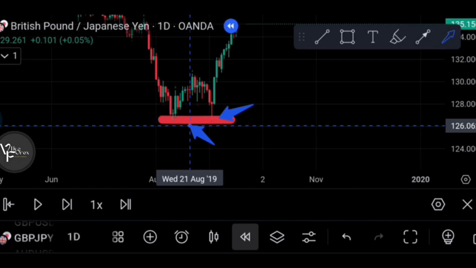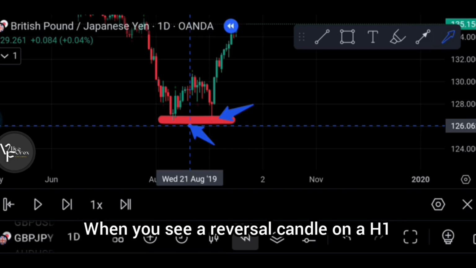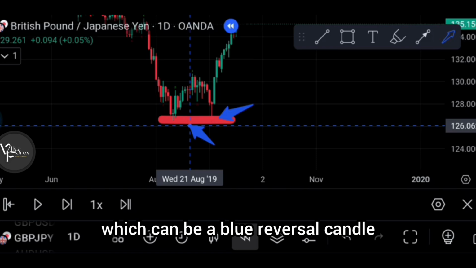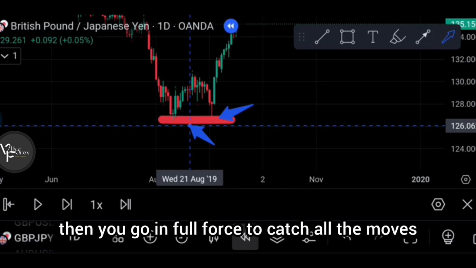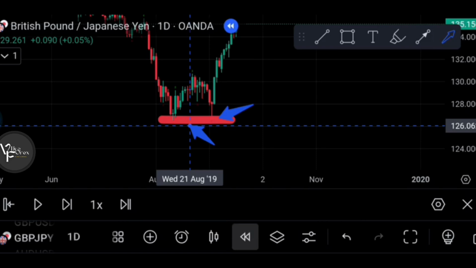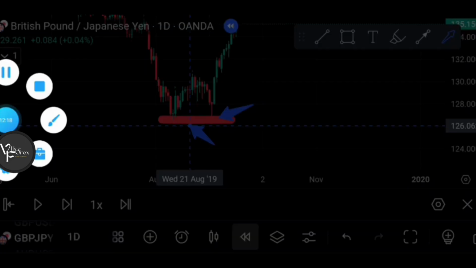Let's say for instance H1, there has to be a rejection candle. When you see a reversal candle on H1, which can be a blue reversal candle, then you go in with full force to catch all the moves. So let me give you another example of how we would have traded support and resistance.